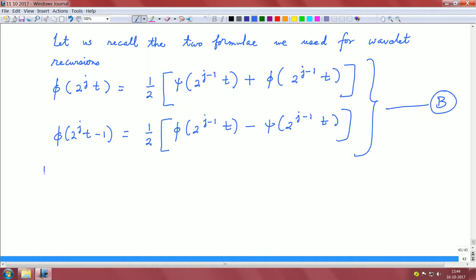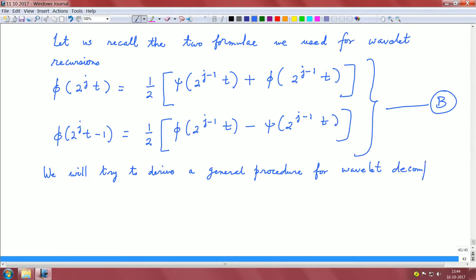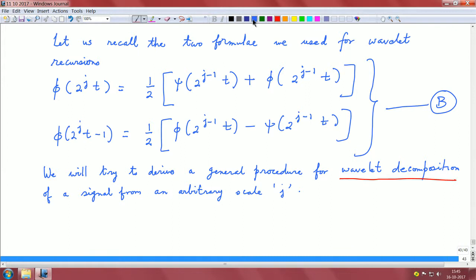Okay. Now, we will try to derive a general procedure for wavelet decomposition of a signal from an arbitrary scale j. Okay, we start with some arbitrary scale j, and we will derive a general procedure for the wavelet decomposition.